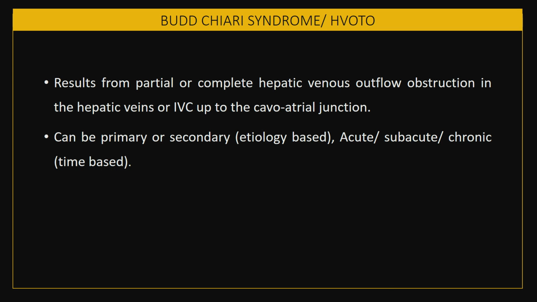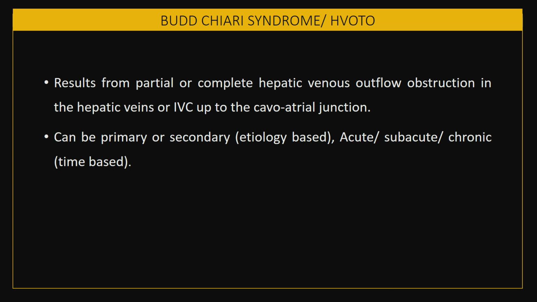So why is it important to differentiate? Because based on that we are going to treat. What is secondary Budd-Chiari? Suppose there is a renal tumor, like Wilms tumor, which has a tendency to go into the IVC and go up to the cavo-atrial junction. So that picture will be secondary Budd-Chiari. In that case, you have to treat the primary etiology and not the liver itself. Primary Budd-Chiari is the one that we treat a lot of times endovascularly.